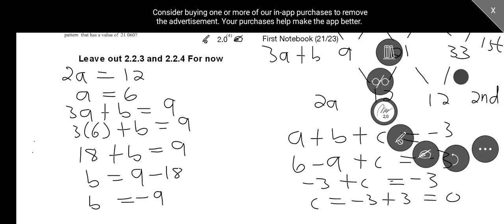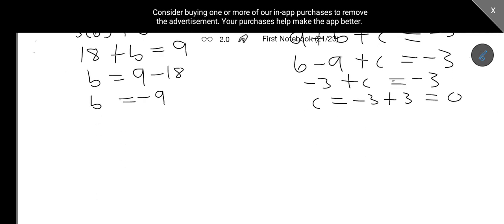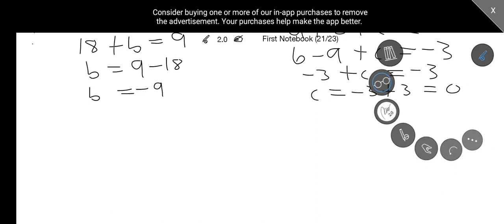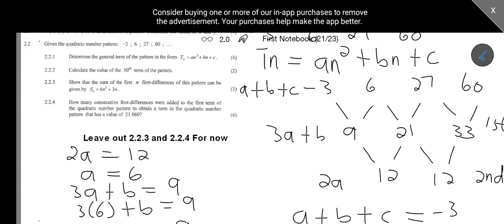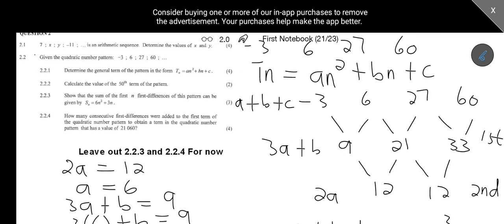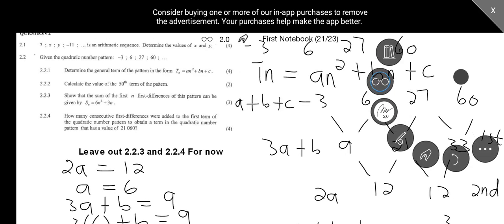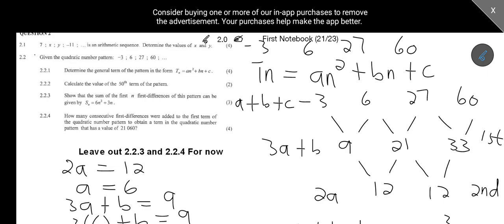So we have solved for a, for b, as well as c. We're going to plug the values in the formula. This means that Tn is equal to 6n squared, b is -9, so it will be -9n, and c is 0. We can leave it like this. This is the equation, or rather the general term for the pattern. They said in the form Tn equal to.